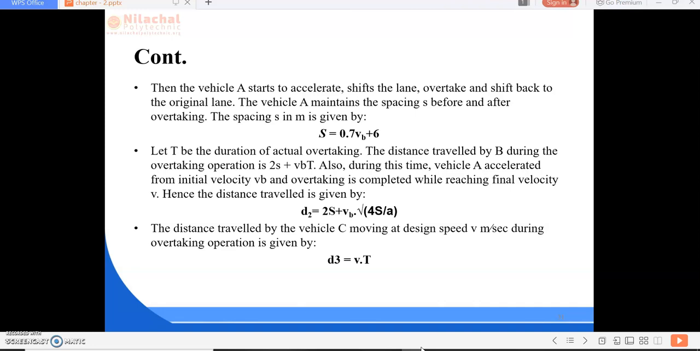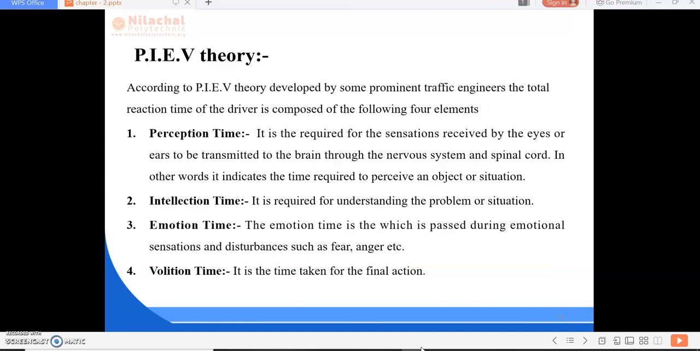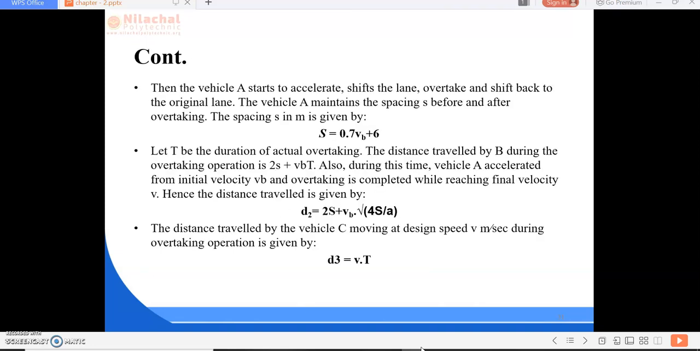The distance traveled by vehicle C moving at design speed V meters per second during the overtaking operation is given by D3 equals V into capital T. So the formula for the length of OSD equals D1 plus D2 plus D3. In this way, we can find the length of the overtaking sight distance.